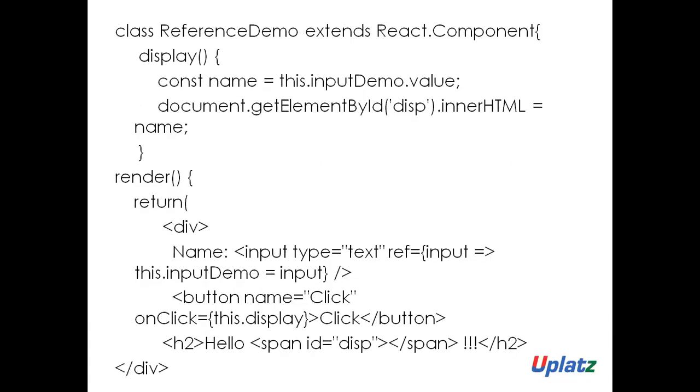So class Reference extends React.Component. I have a display, and inside that I have a const name, input name demo. I have an ID and innerHTML. Inside the render, I'm just returning the name and a button. I have an h2 with hello, and we have a span. So when you click on that, it will render.